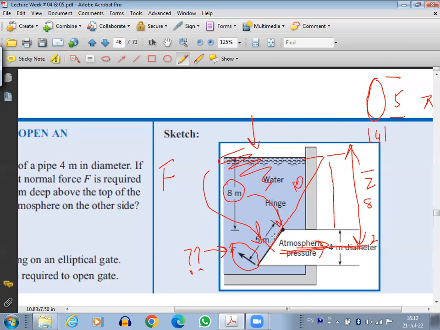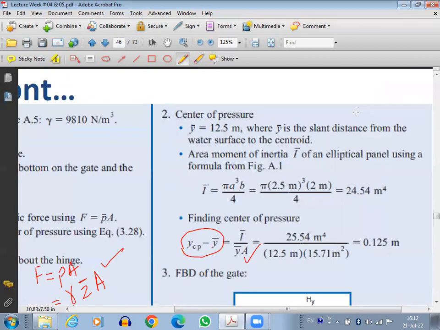And this is 2.5. So 10 plus 2.5, 12.5. So my y bar will be 10 plus 2.5, that will be 12.5. Is it clear? So y bar is now also clear. See here, 12.5.